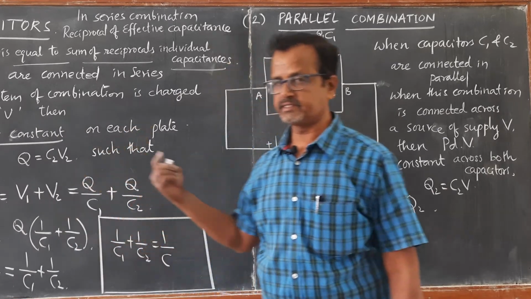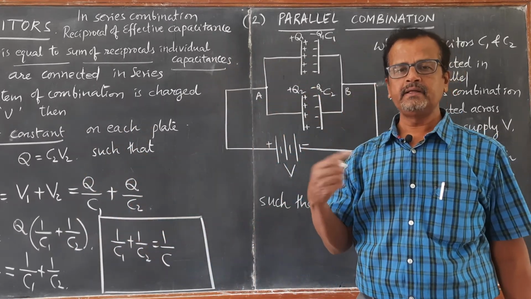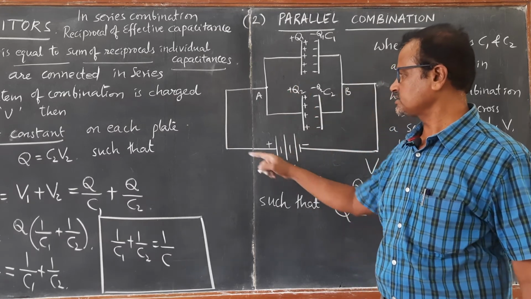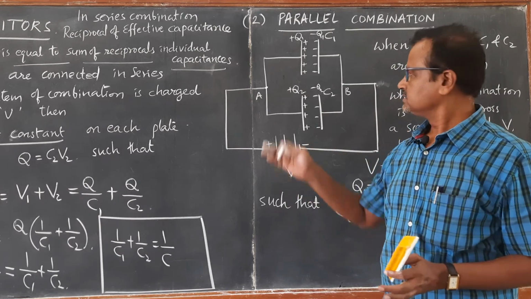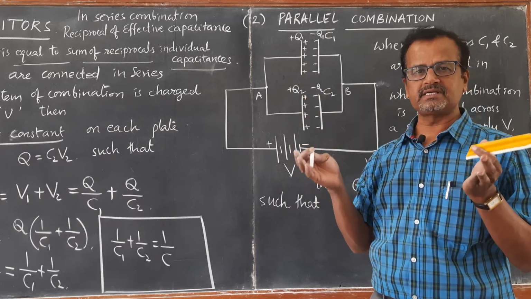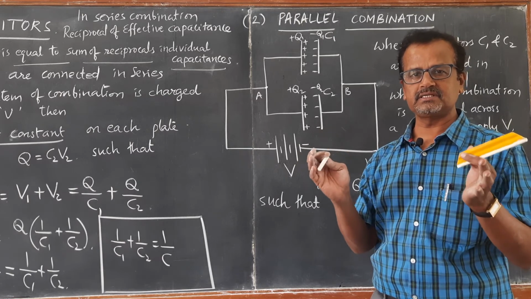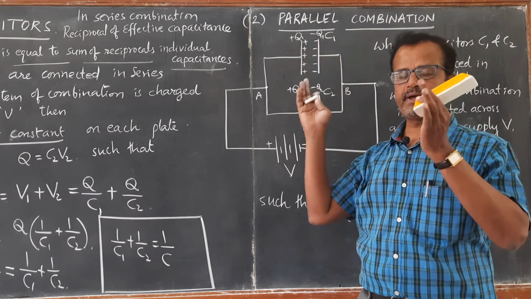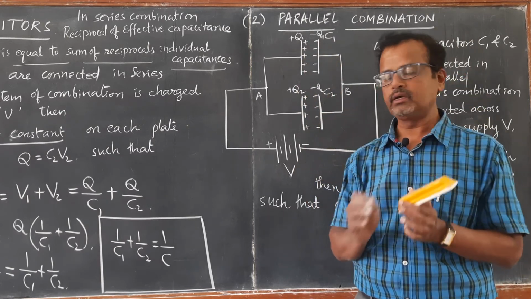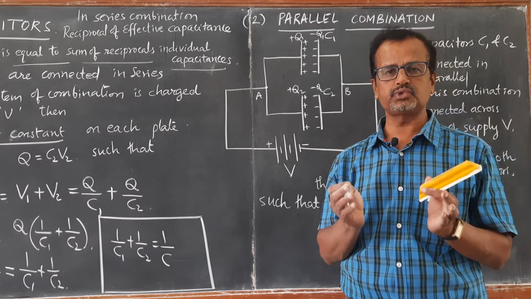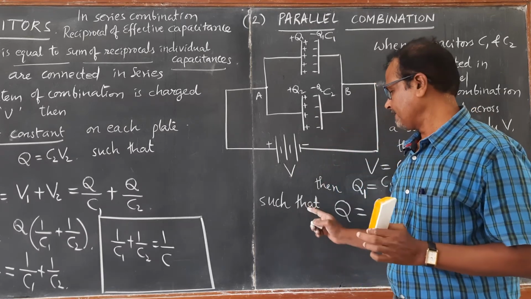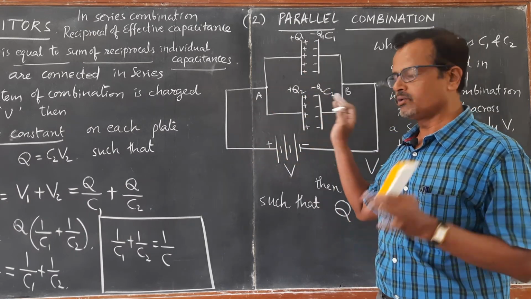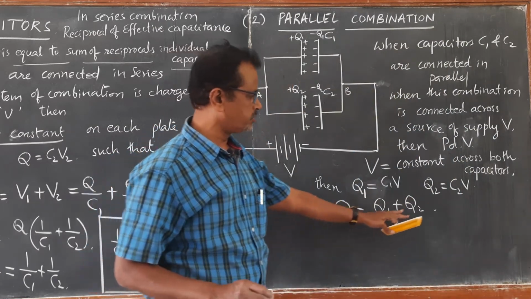In the previous case, when the capacitors were connected in series, the potential difference V is equal to V1 plus V2. Here the total charge supplied by the battery is divided according to the capacitance of the capacitors. Capacitance is nothing but the capacity to store charge. So, C1 has a capacitance to store charge Q1, and C2 has a capacitance to store charge Q2. Accordingly, the total charge supplied by the battery is divided into Q1 and Q2 respectively. So, Q is equal to Q1 plus Q2.